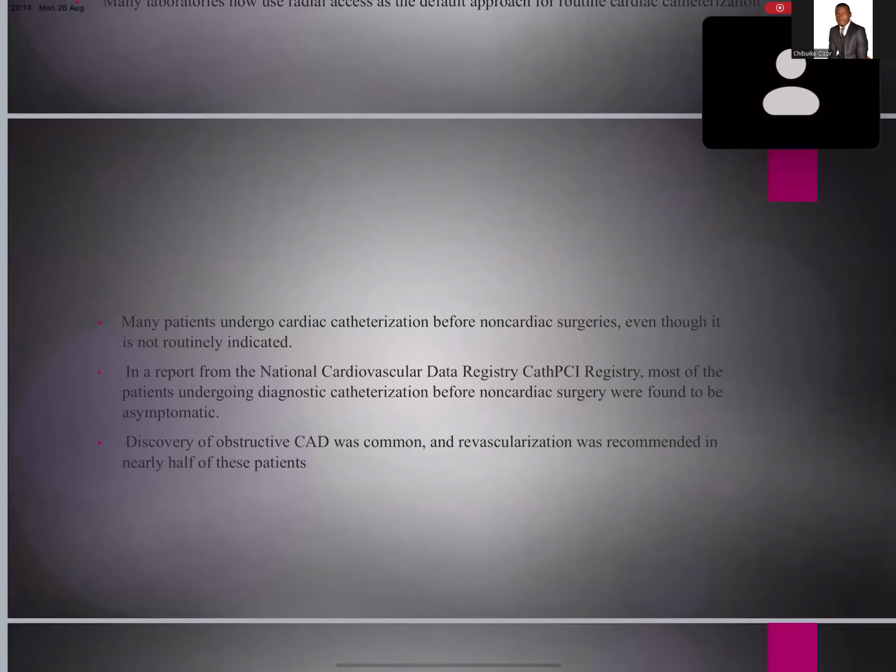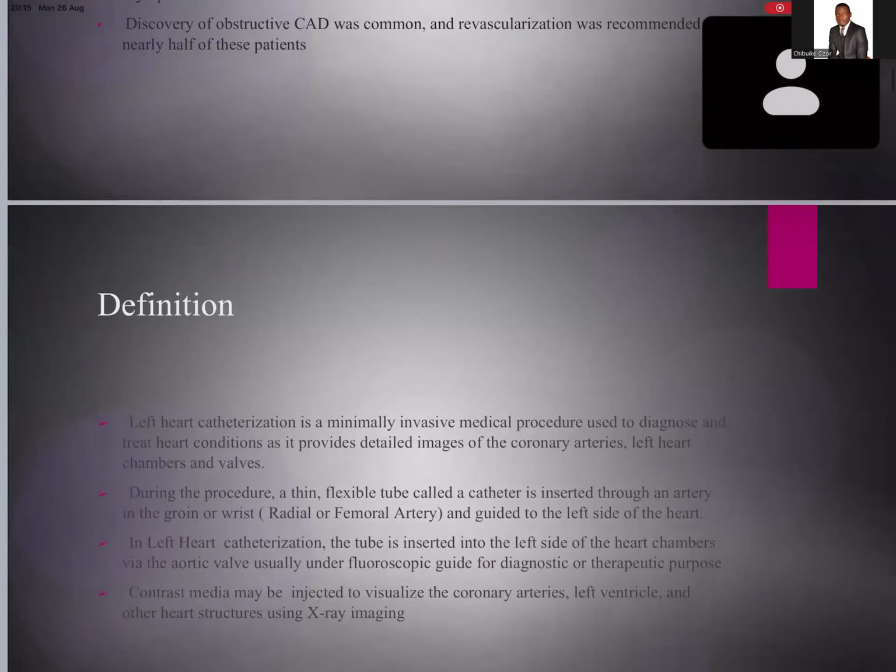And there are many patients that undergo cardiac catheterization before non-cardiac surgeries, even though it is not routinely indicated. In a report from the National Cardiovascular Data Registry, called the CathPCI registry, most of the patients undergoing diagnostic cardiac catheterization before non-cardiac surgeries were found to be asymptomatic. And discovery of obstructive coronary artery disease was common, and revascularization was recommended in nearly half of these patients.